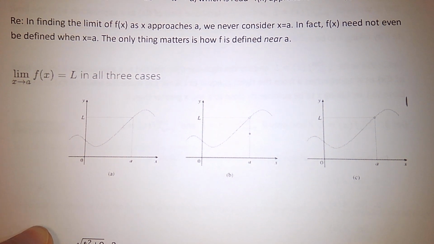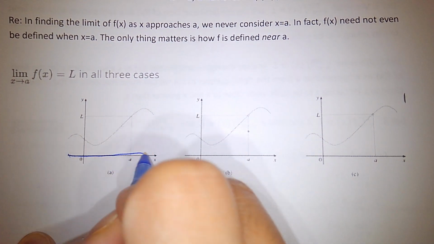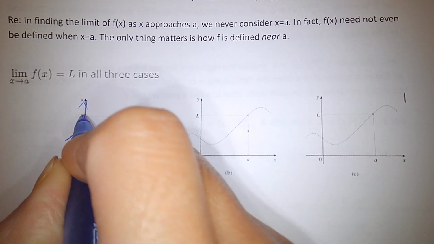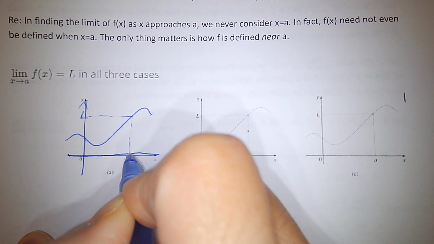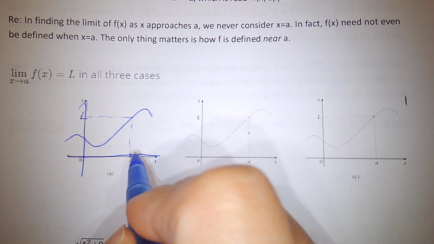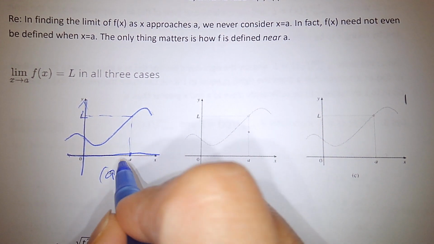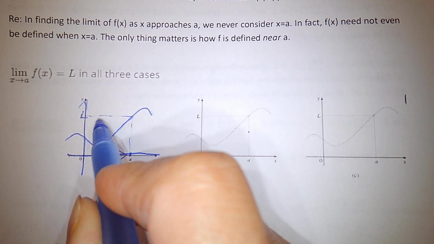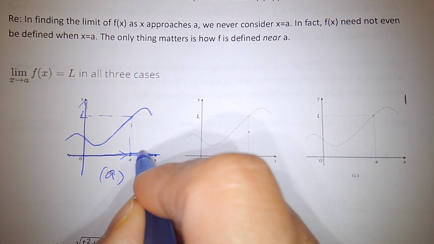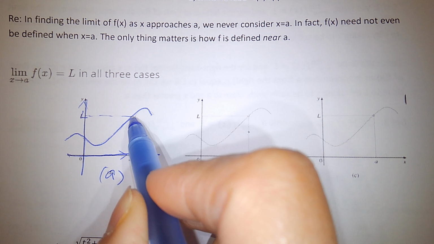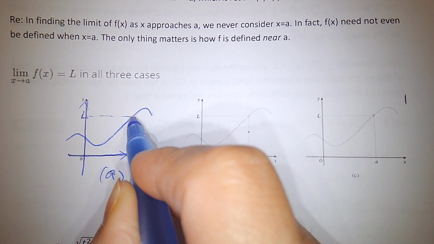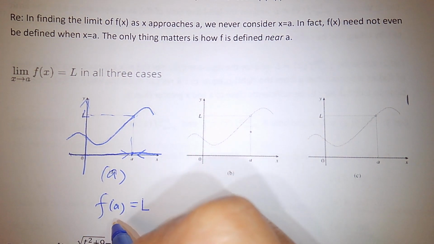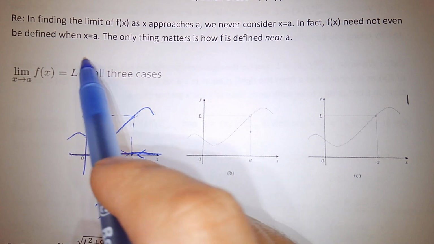Now let's look at the first case. This is a curve, and this is a value L for y. From this first case, case A, we know that when x approaches a from the left, the y value approaches L, and when x approaches a from the right, the y value approaches L. How about when x equals a? f of a also equals L. So this case gives us this limit.